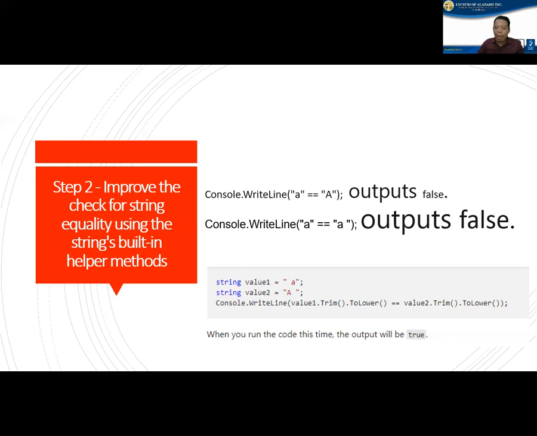Why is it true? Because both characters will be equivalent to a lowercase a. Definitely, lowercase a is equal to lowercase a, because there will be no more space also. Definitely, the output will bring us to true.